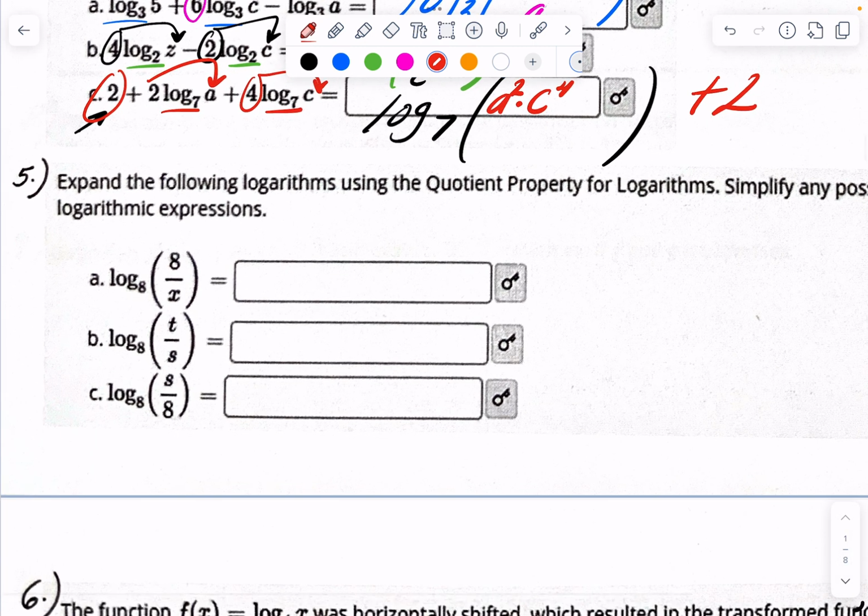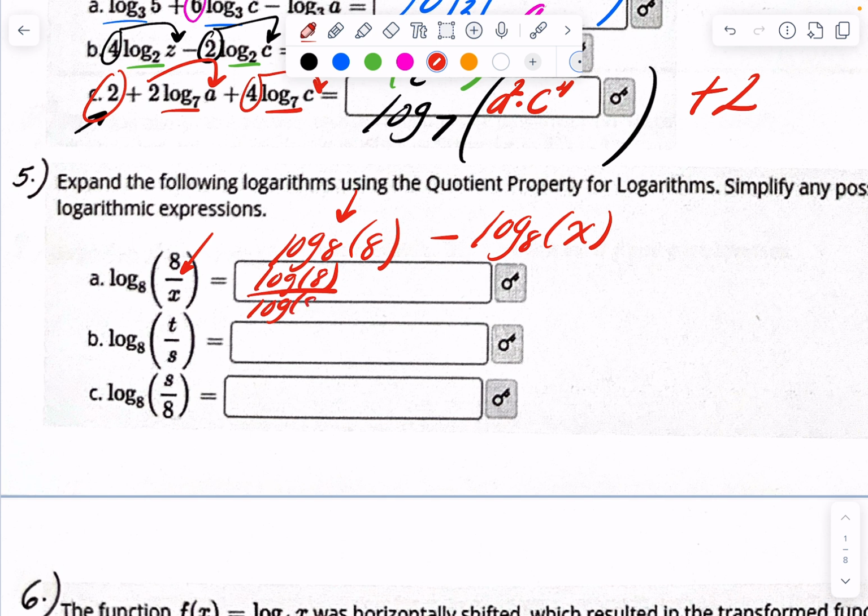This one says expand the logarithm. When you divide, you subtract. So this would be log base 8 of 8 minus log base 8 of x. And then you would understand that this is the same thing as log of 8. The change of base formula says that that's log of 8 over log of 8, which is just 1. So you would say 1 minus log base 8 of x. Or you could just say, well, this is really log base 8 of 8 to the 1st, so they cancel out because they're inverses of each other, so we would just get 1, however you want to think of it.